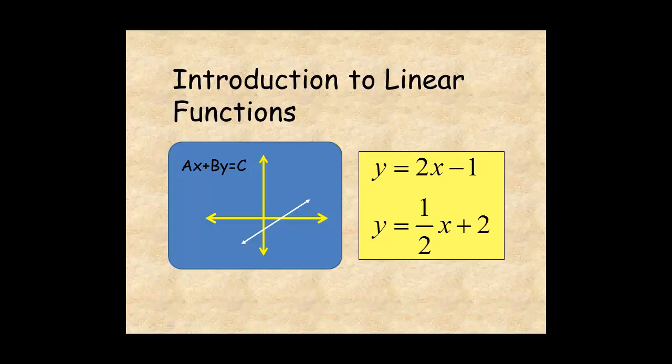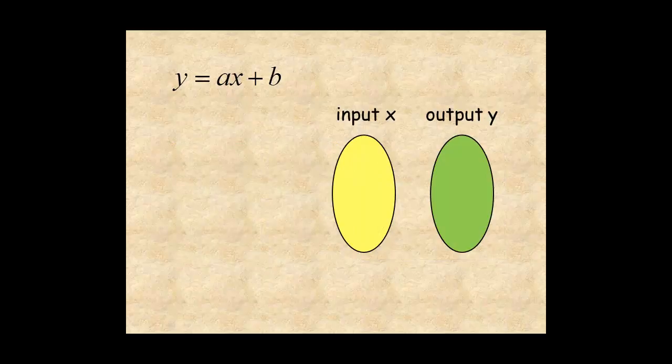This lesson is an introduction to linear functions. In a previous unit in this course, you learned about relations in functions. An equation with two variables defines a relationship between a set of input x values and output y values. The set of all inputs is the domain of the relation, and the set of all outputs is the range.